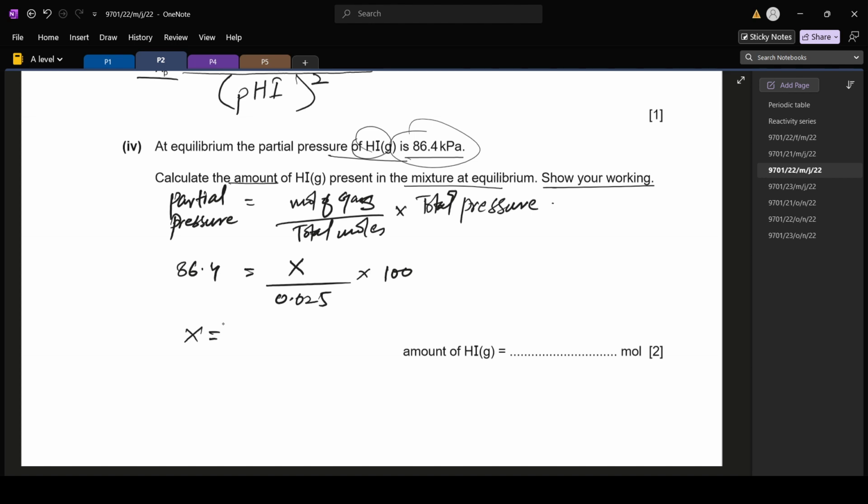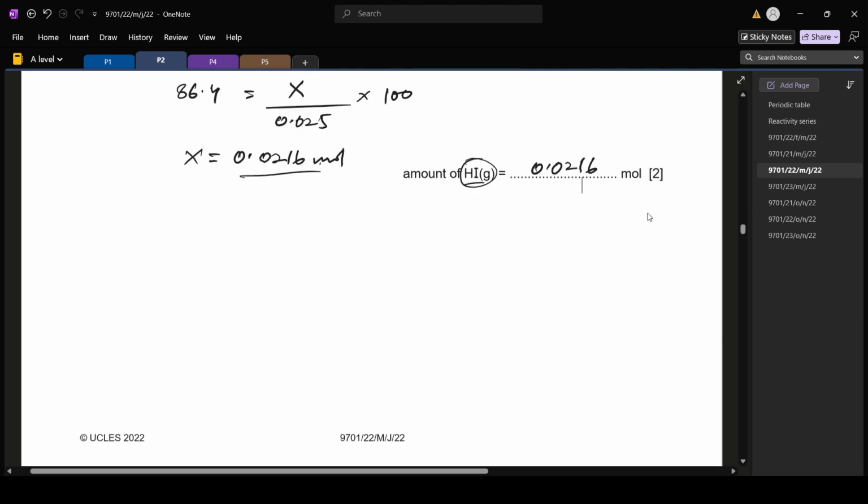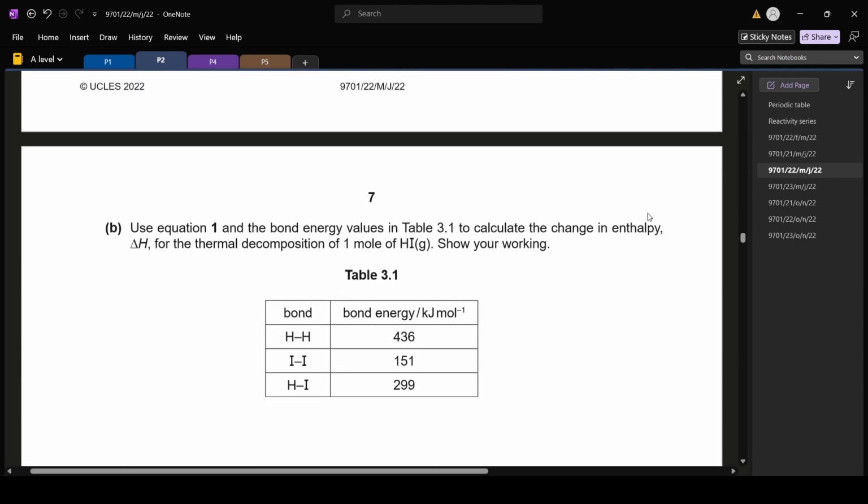Okay, so x is going to be 0.0216. Okay, so this is the moles of hydrogen iodide present in the equilibrium mixture. Okay, 0.0216. Okay, moving towards the next question.